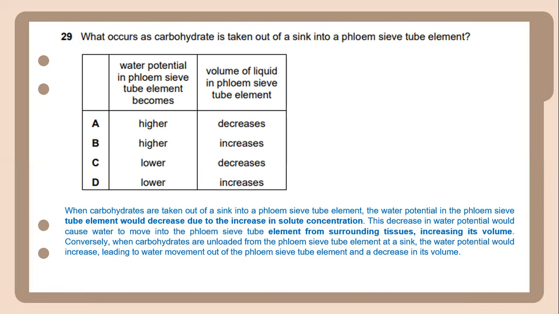And this decrease in water potential would cause water to move into the phloem sieve tube element from surrounding tissues, increasing its volume. Conversely, when carbohydrates are unloaded from the phloem sieve tube element, the water potential would increase, leading to water movement out of the phloem sieve tube element and a decrease in its volume. The answer will be: when the water potential in the phloem sieve tube element becomes lower, the volume of liquid in the phloem sieve tube element is increasing.